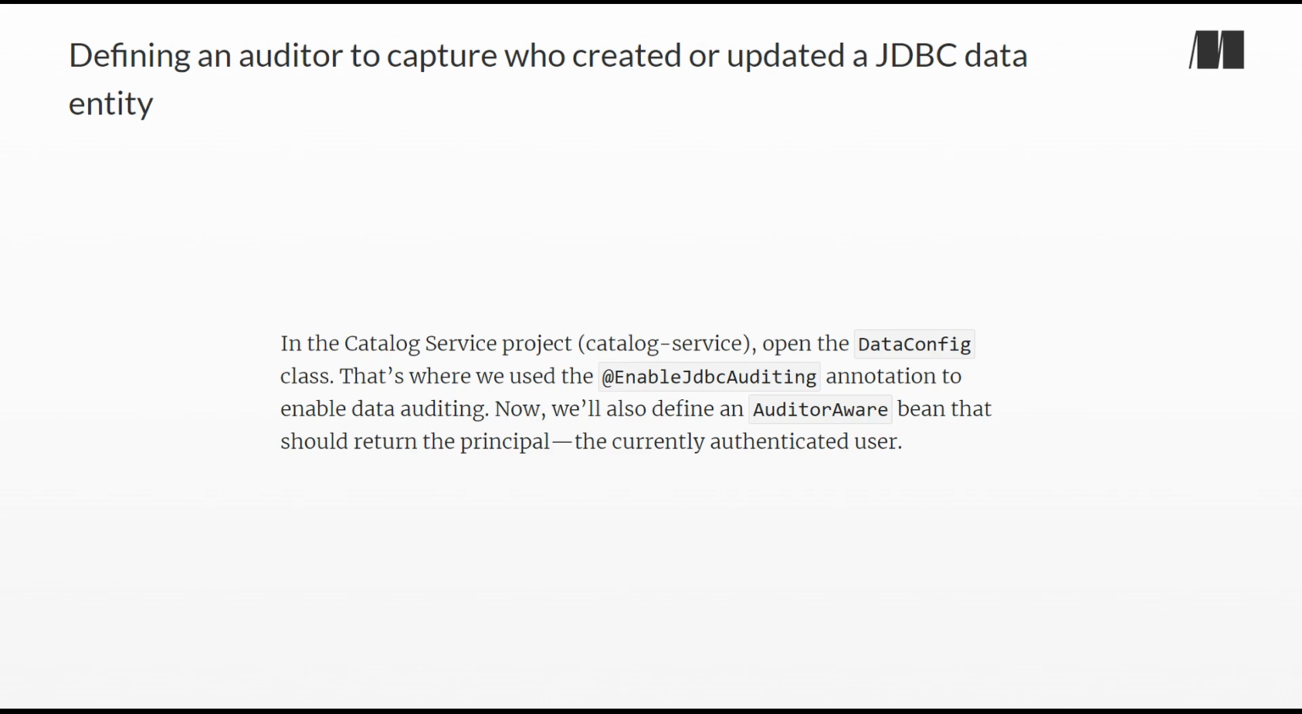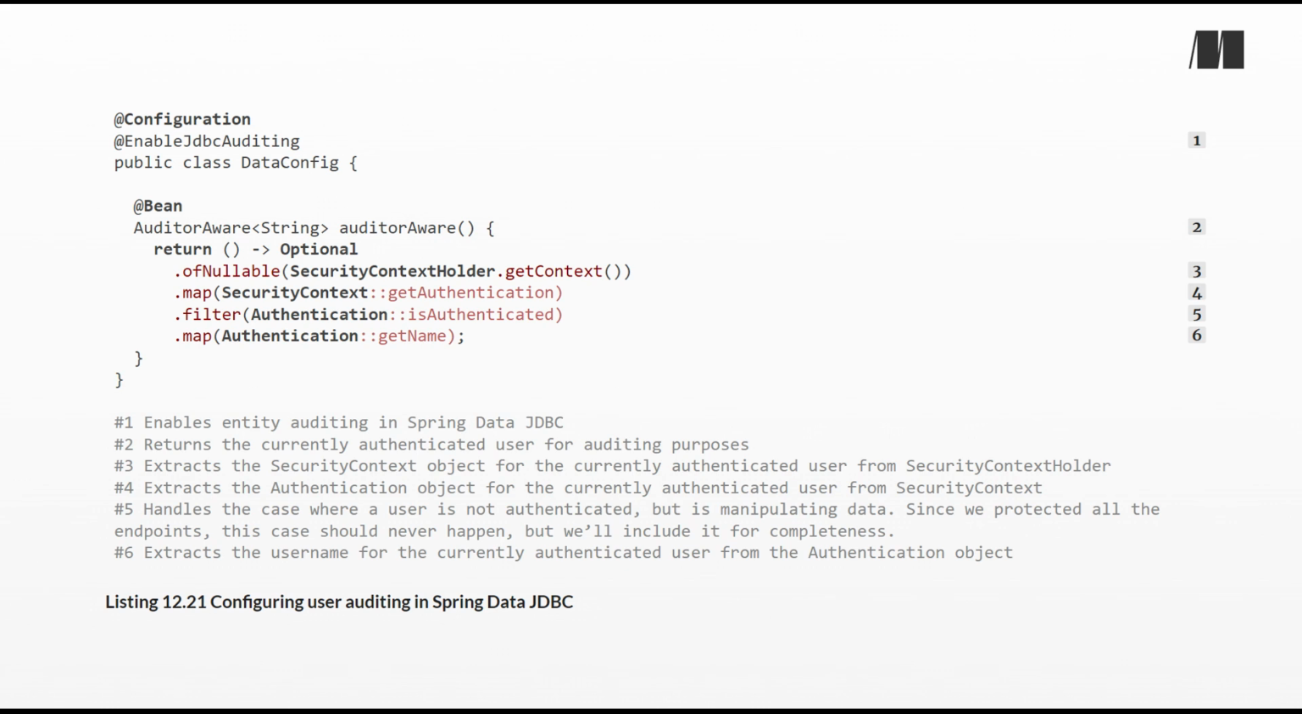In the Catalog Service project, open the DataConfig class. That's where we use the @EnableJdbcAuditing annotation to enable data auditing. Now we'll also define an AuditorAware bean that should return the principal, the currently authenticated user. Listing 12.21, Configuring User Auditing in Spring Data JDBC. Adding audit metadata for users who created or updated a JDBC data entity.